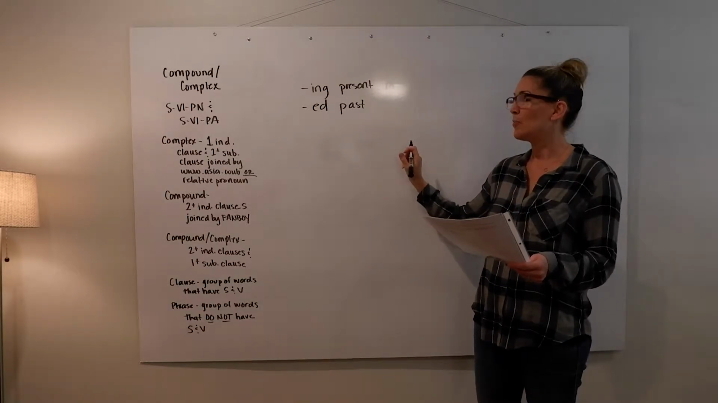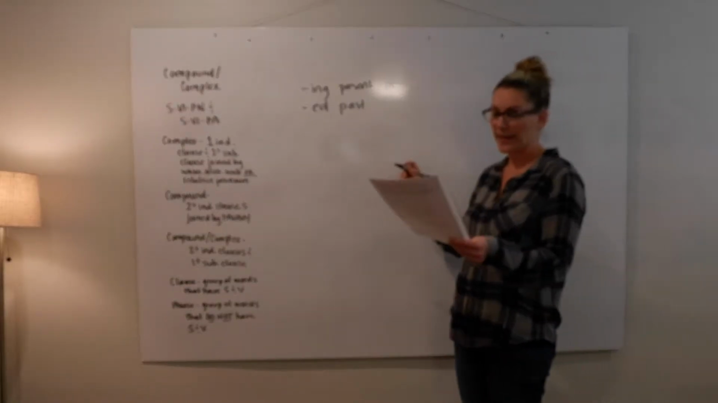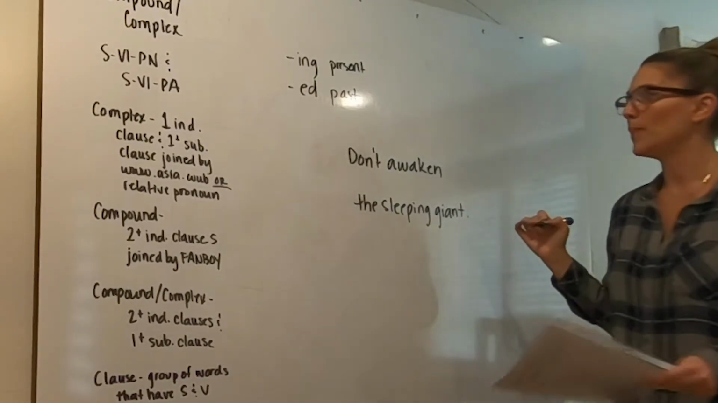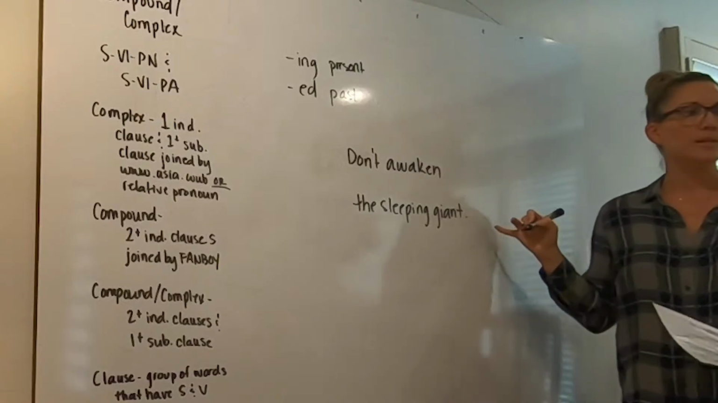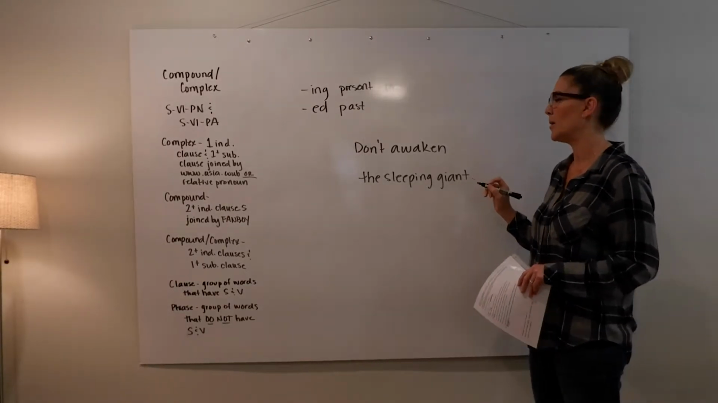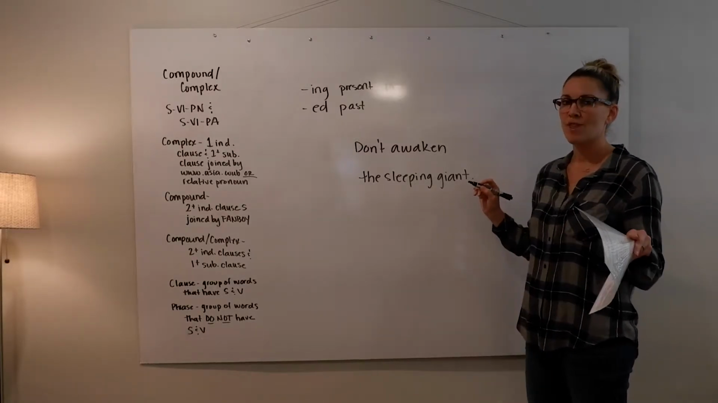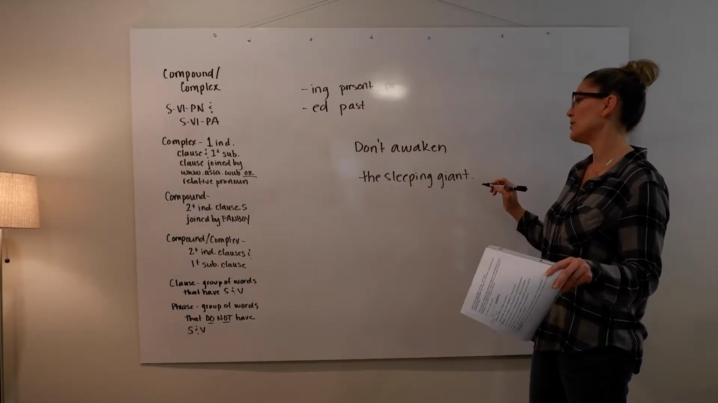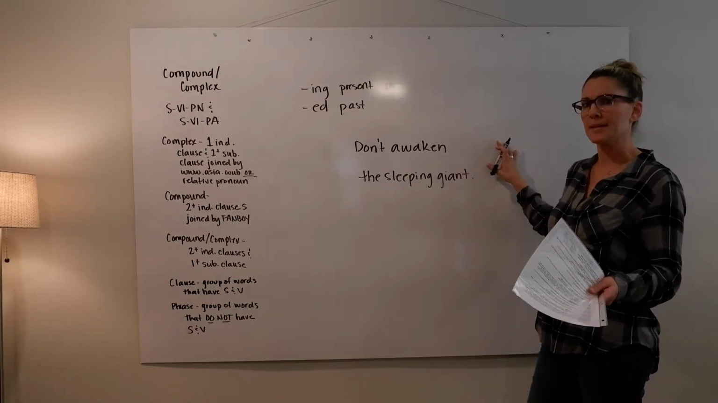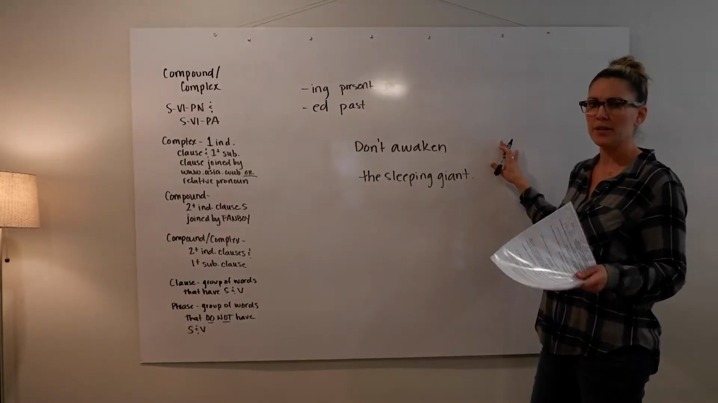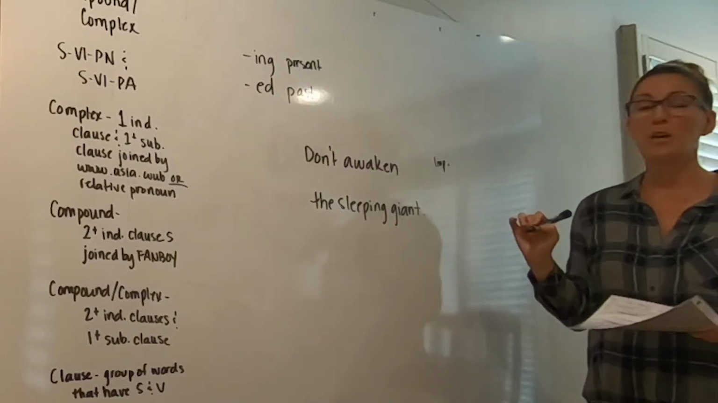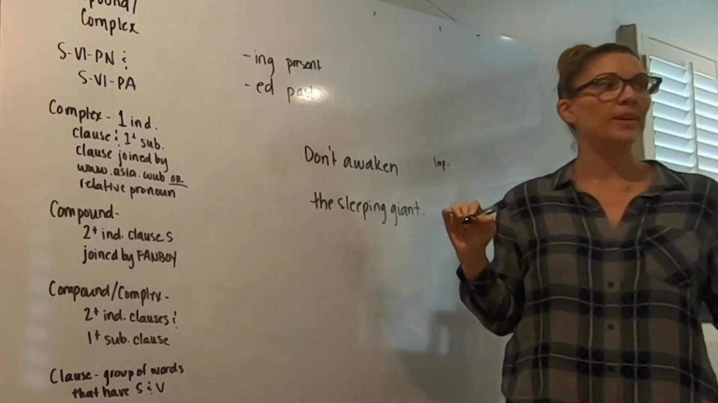So let's take a look at participles acting like adjectives. If I say, don't awaken the sleeping giant, let's look at this sentence for a minute. Who or what is my subject here? I'm throwing you a little bit of a curveball. Hopefully, you're looking at this and thinking to yourself, what purpose is the sentence? Is it declarative, imperative, exclamatory, or interrogative? If you said imperative, you are right. It's a command, right? I'm telling you to do something. Don't awaken the sleeping giant.